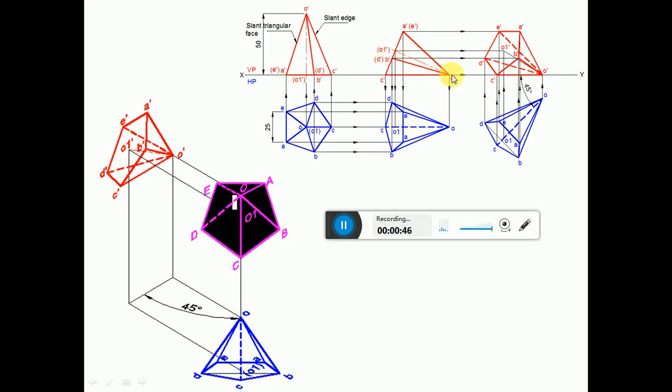What is the true length of the axis? The true length of the axis is 50 mm, because you can see here the axis is parallel to VP, so I am getting the true length here. The height of the pyramid is 50 mm, so naturally the true length of the axis is 50 mm. Since he has given the apparent inclination, because he says the axis appears to be inclined to VP, this has the apparent inclination.